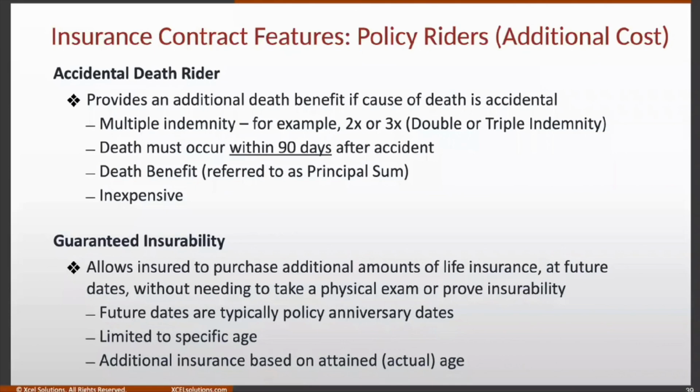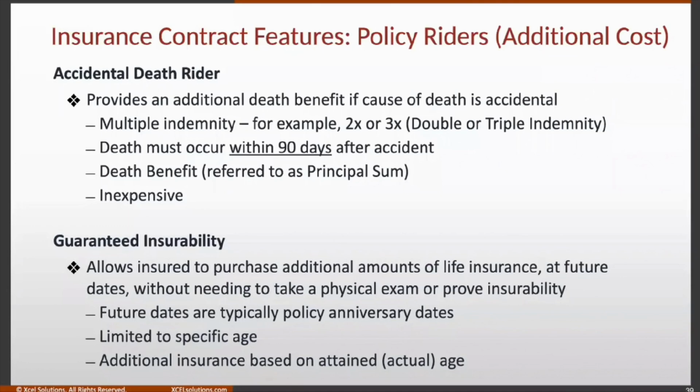So the accidental death benefit rider provides an additional death benefit if the cause of death is accidental. Multiple indemnity, for example, 2 times the original face amount, 3 times the original face amount is triple indemnity. Some will even allow you to put quadruple indemnity on your policy. 2 times, 3 times, or 4 times the original face amount. Now, if death occurs within 90 days after an accident happens, and they have this ADB rider on their life insurance policy, then their policy will pay out 2 times, 3 times, or 4 times the face amount of the policy, depending on the rider they have on their contract.